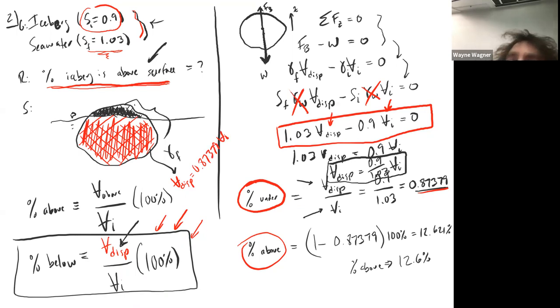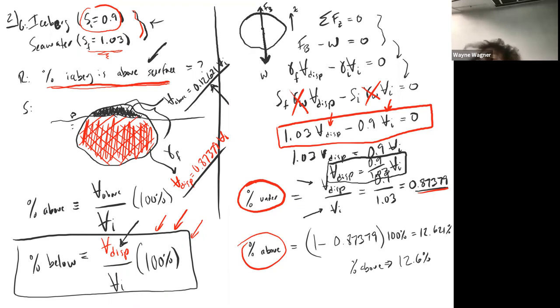So that means that this bit on the top, the black bit, the volume above, would be the remaining bit. So that would be 0.12621 times the volume of the ice, right? Because these two, this one and this one, have to add up to the volume of the ice. So I would tell you that the volume above is 12.6% of the volume of the ice.